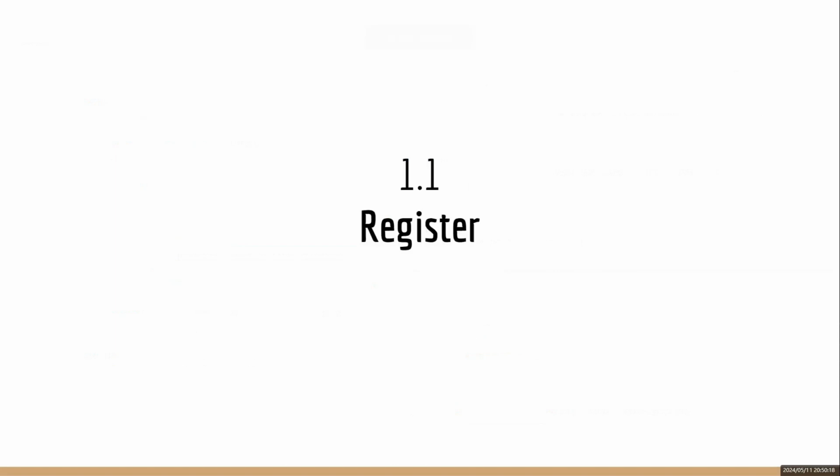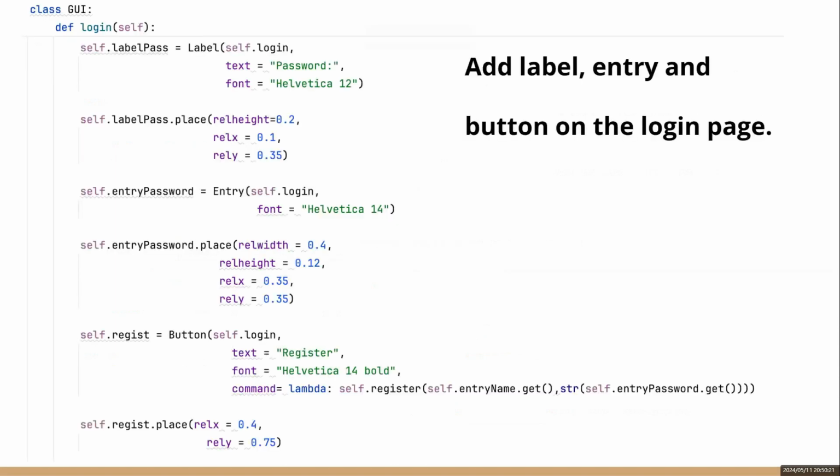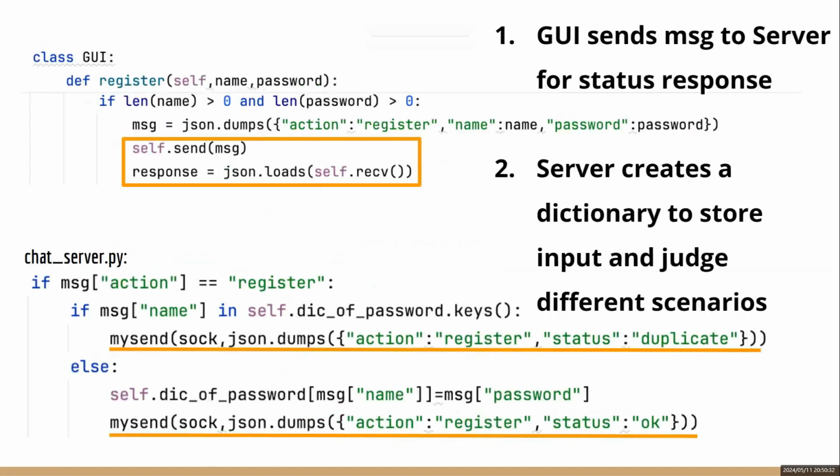So let's first take a look at the register part. On the login page, we actually add the password label, the password entry, and the register button. And then here we can see that on the GUI, we would send the message to the server for status response, including the action register, name, and password. And then the server would create a dictionary. So the key will be the name and the value will be the password, and store all these in this dictionary and judge different scenarios.